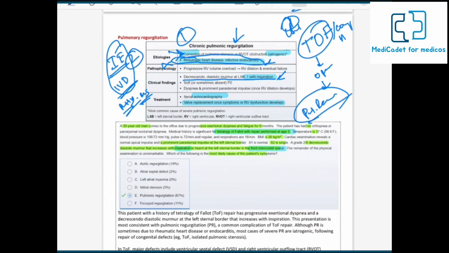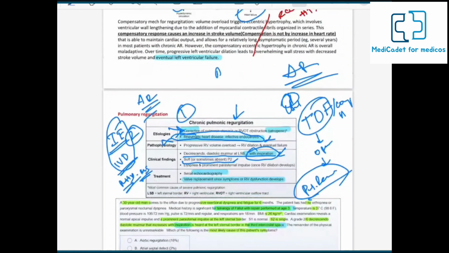Okay, and this, as I told you, like pulmonary regurgitation, is a right-sided murmur, so it should increase with inspiration. And then you will see a soft P2, the same as in aortic regurgitation. Soft or sometimes absent P2 can be seen. I don't think that's very differentiating. And then dyspnea and prominent parasternal heave.